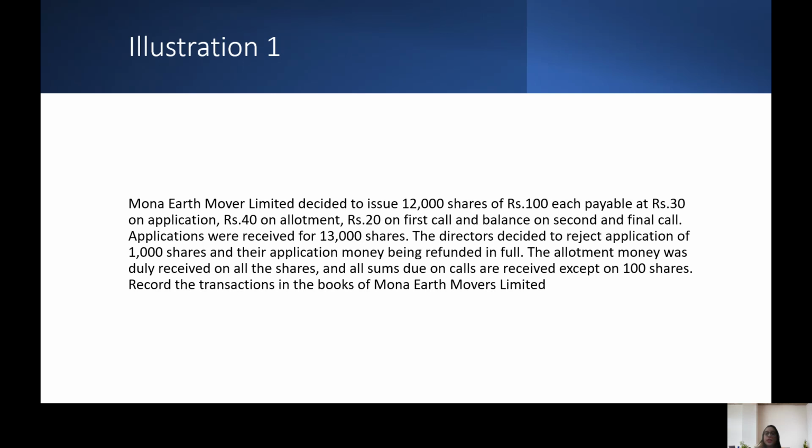Now, applications were received for 13,000 shares. The directors decided to reject the applications of 1,000 shares and their application money was refunded in full. Now, the allotment money was duly received on all the shares and all the sums due on the calls were received except on 100 shares. Now, you have to record the transactions in the books of Mona Earth Movers.